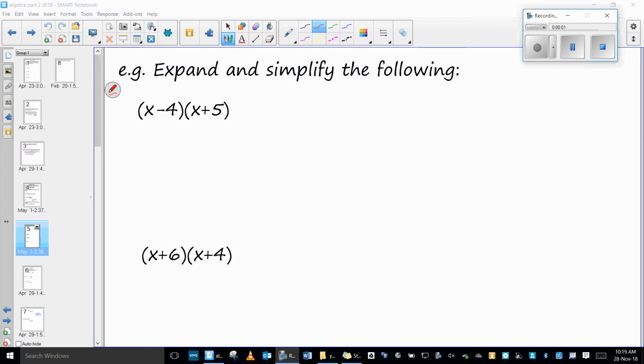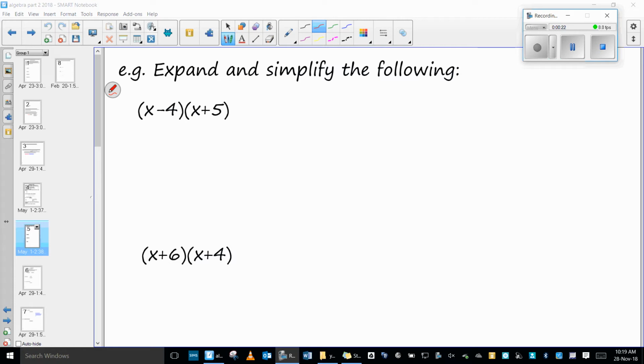I'm going to do two. Are there people who prefer the FOIL method in here? Are there people who prefer Box's method? Alright, so I will do both for each. You can write down both if you wish, or you can just write down one of them, okay? You don't have to write down both.